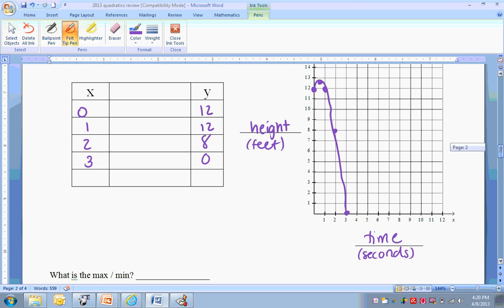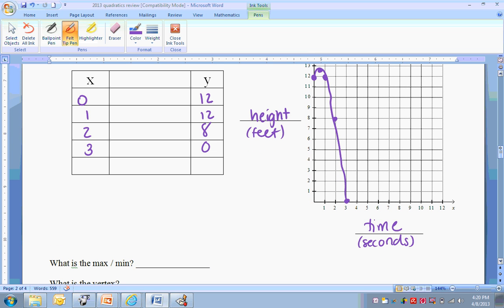So the maximum value is always the y value of our vertex, but the maximum height the cat reaches is at 12.5 feet. And like I said, you go to Menu, Analyze Graph, Maximum.